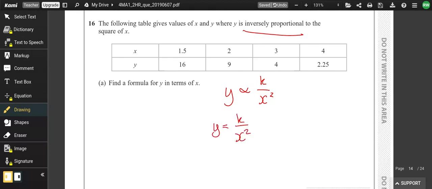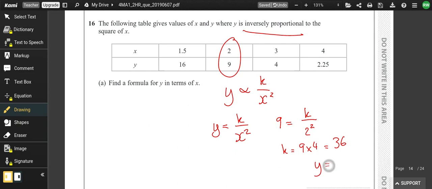We choose any value of y and x to find out k. So let's do, I don't know, this one. 9 equals k over x squared. So k equals 9 times 4, which is 36. The final formula is y equals 36 over x squared.